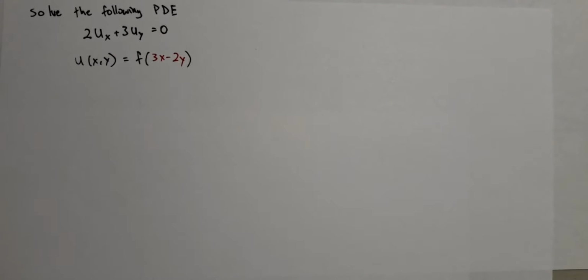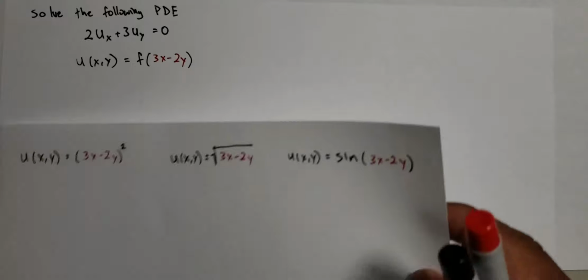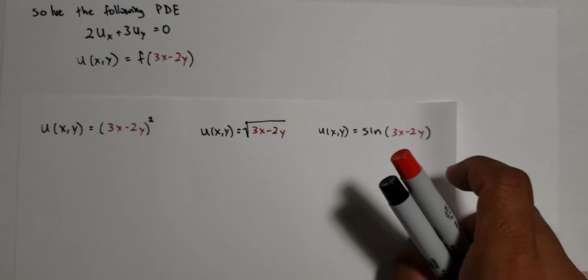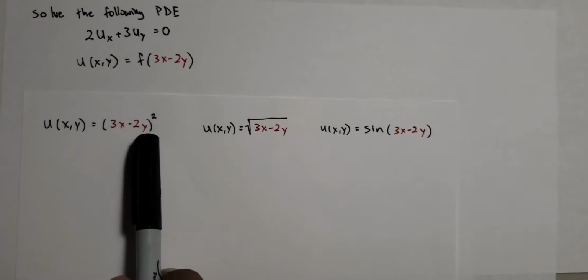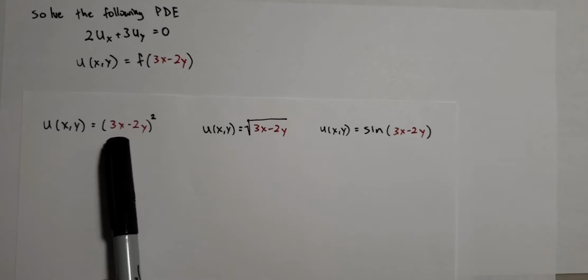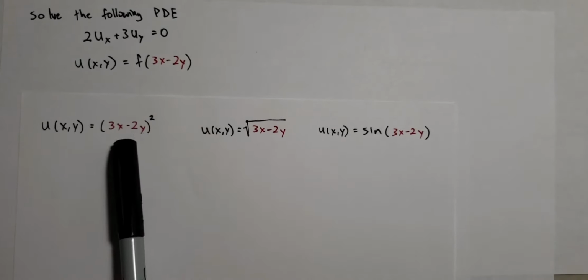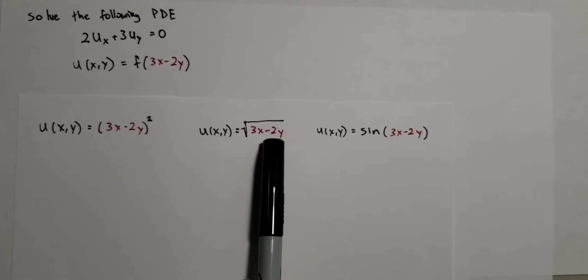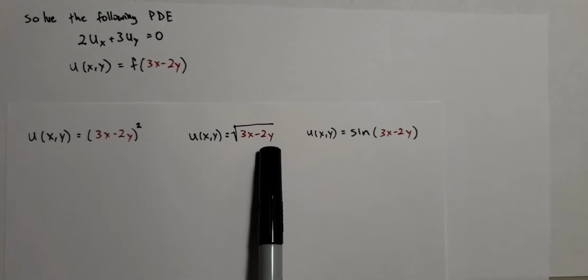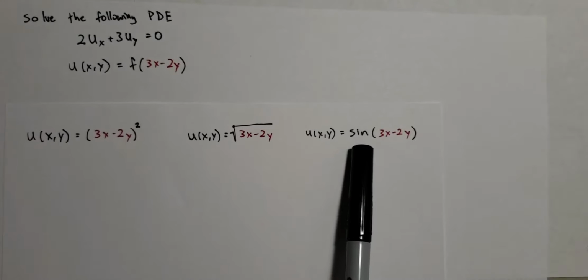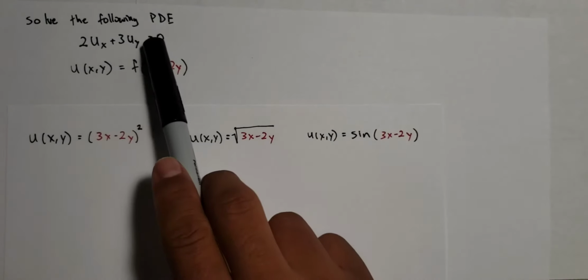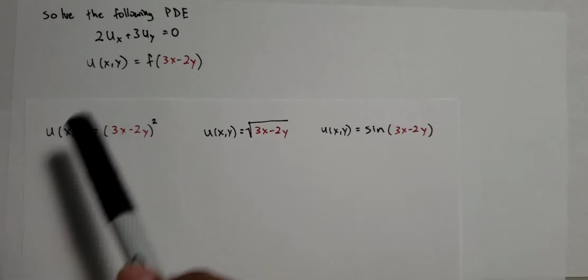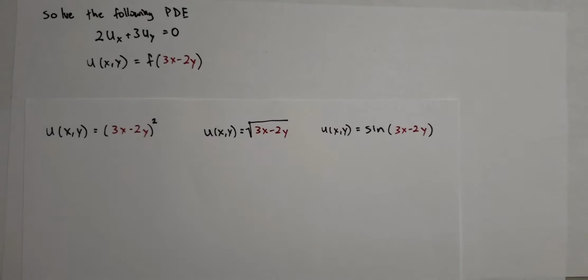So here are some examples of 3 possible solutions. There's an infinite amount; you can think of a function, and it could be a solution as well. Here you can see the square function being evaluated at 3x minus 2y. Here we have the square root function with 3x minus 2y inside, and here we have a sine function with 3x minus 2y inside. Any of these 3 will work if you plug them into this PDE. So let's try that out.